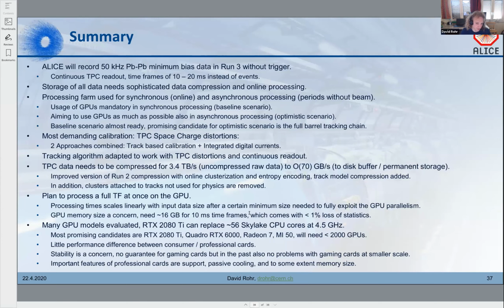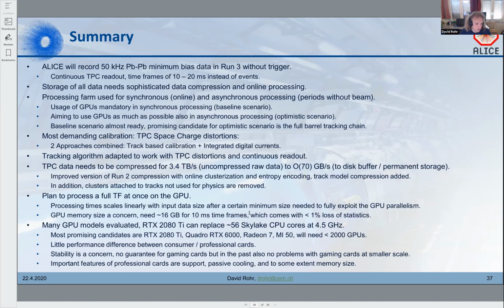So this is TPC data. On top comes around 20 gigabytes from other detectors, and we employ an improved version of the Run 2 compression for that. The plan is to process a full time frame at once on a GPU. For that, we estimate that we need 16 gigabytes of GPU memory to process 10 millisecond time frames. A 10 millisecond time frame would mean we lose 1% of statistics at the end of the time frame.